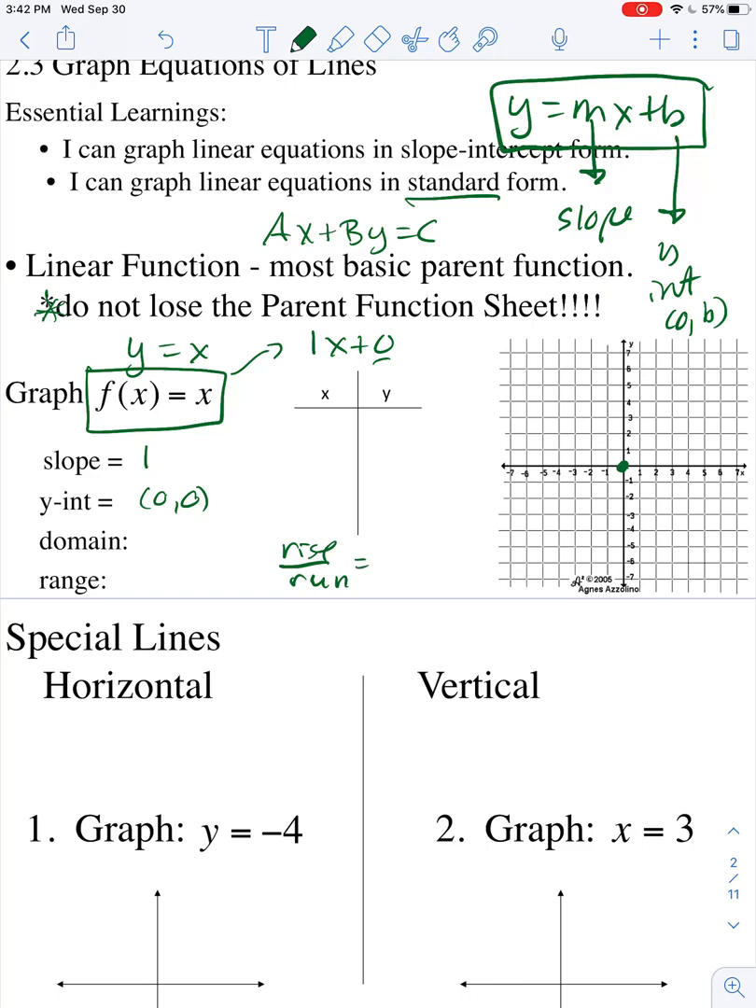If you remember, slope is rise over run, and so when it's positive, we would be looking at 1 up and then 1 over. So up 1 over 1, up 1 over 1. If you want to plug in numbers, if I plugged in -1 and y equals x, I'm going to get -1. 0 turns to 0, 1 turns to 1, and so on.